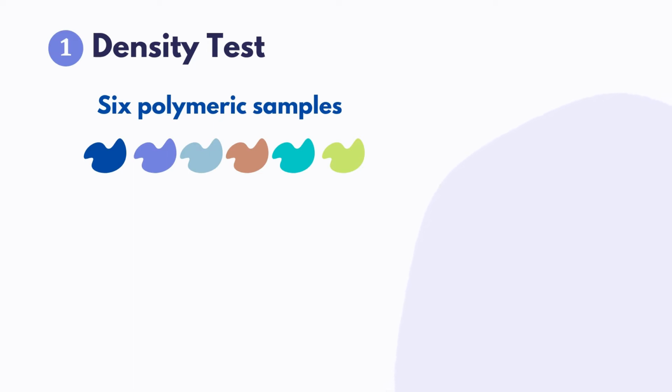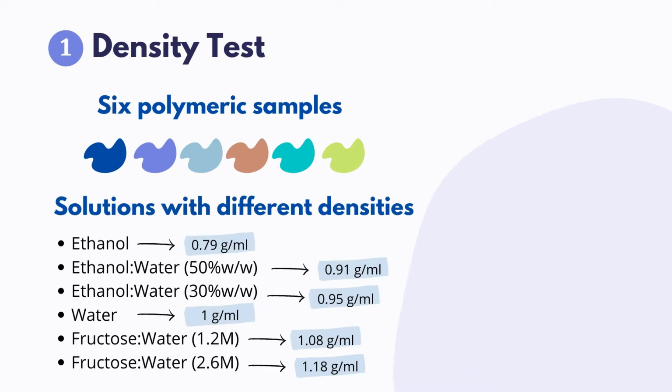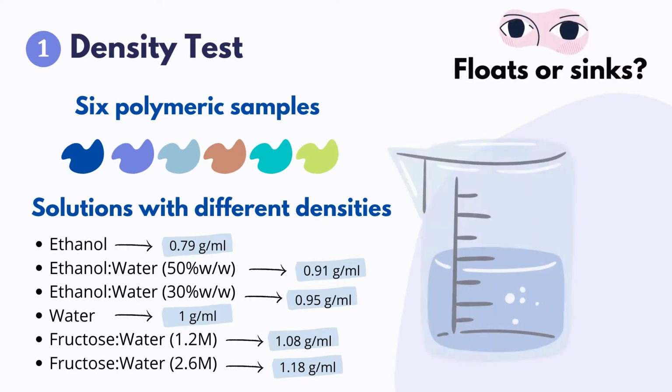For this test, we will use 6 unknown polymeric samples and various solutions with different densities, as it is shown in this screen. As you can see, the density range is from 0.79 grams per milliliter to 1.18 grams per milliliter.